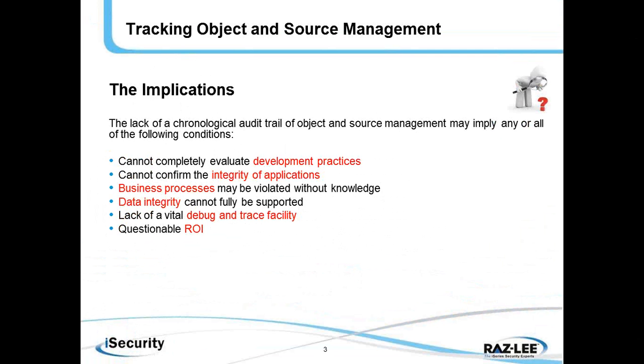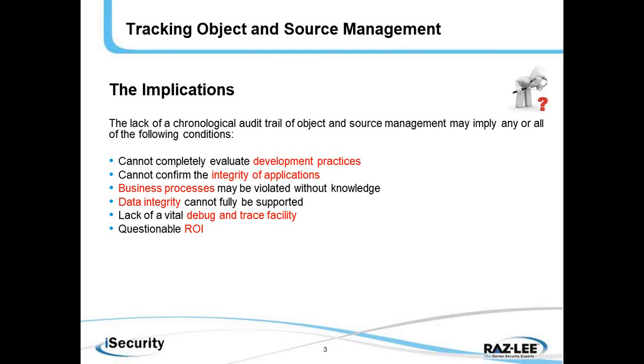Well, if you cannot confirm that the applications are running exactly the way they should be, because the objects you expect are in place, then definitely the integrity of the applications is volatile. Your business practices or processes may be violated without your knowledge. Data integrity cannot fully be supported. That's right. If your applications do not have the level of integrity that you expect, then definitely your data integrity will work in conjunction with that level.